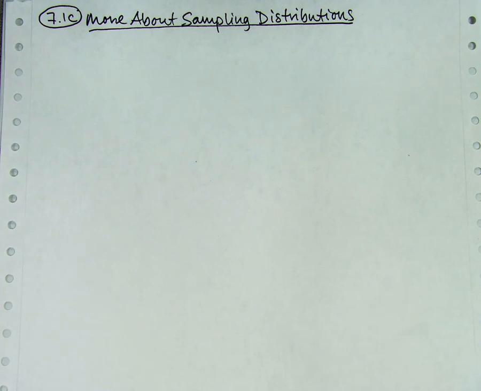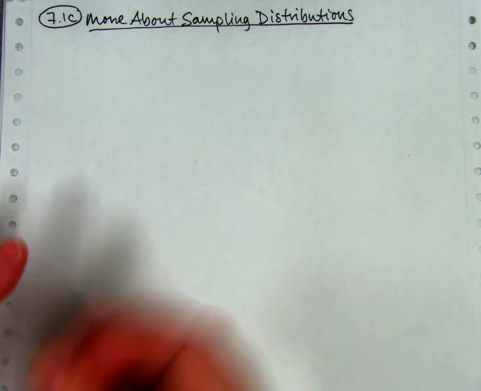Hello, stats class. Here's lesson 7.1c, which is more about sampling distribution. So we're wrapping up that lesson that basically the book's title is, What is a Sampling Distribution?